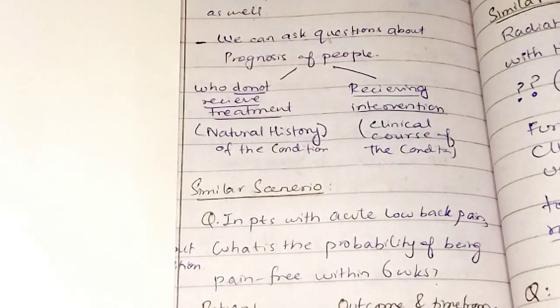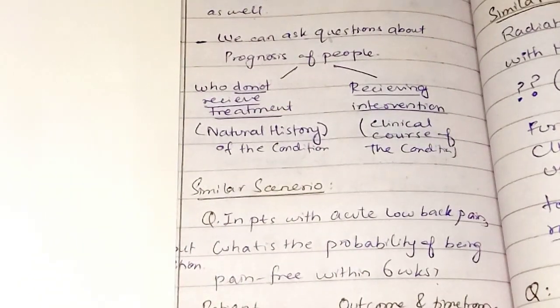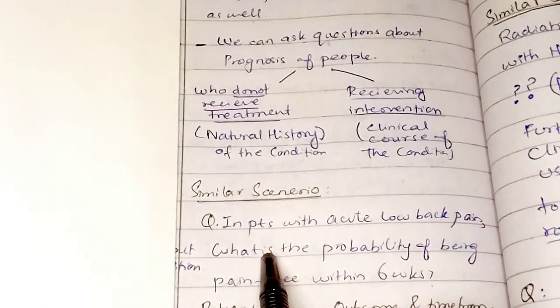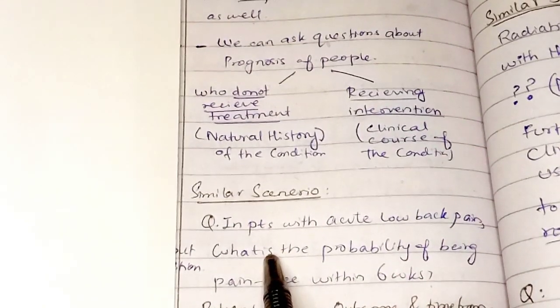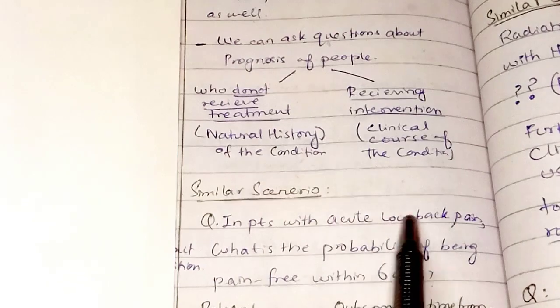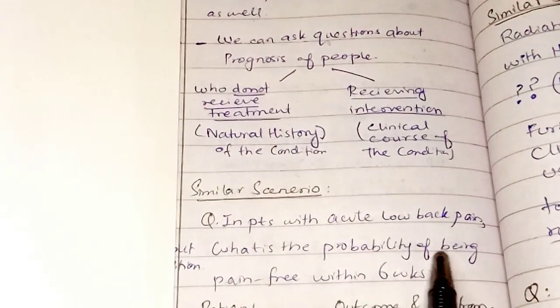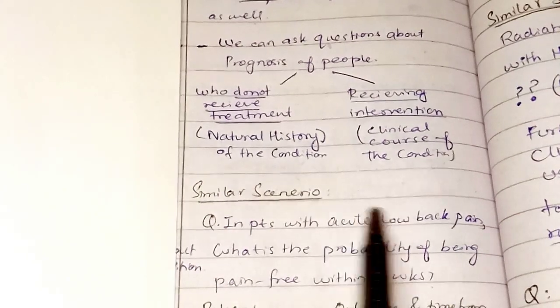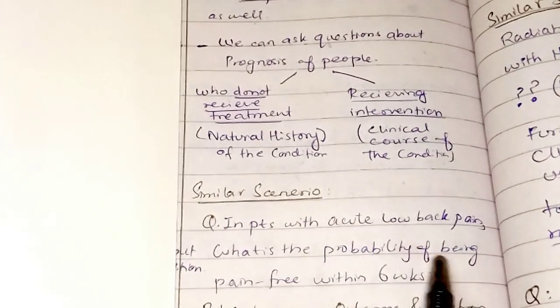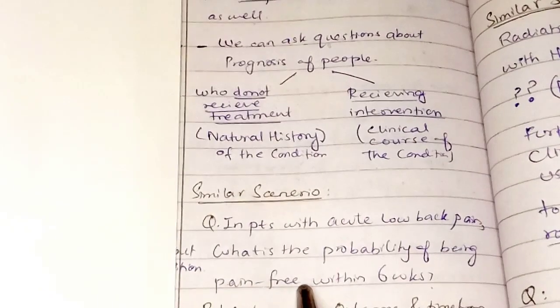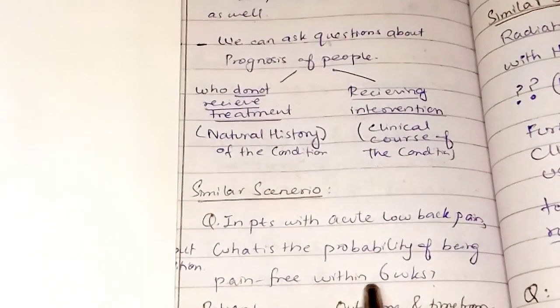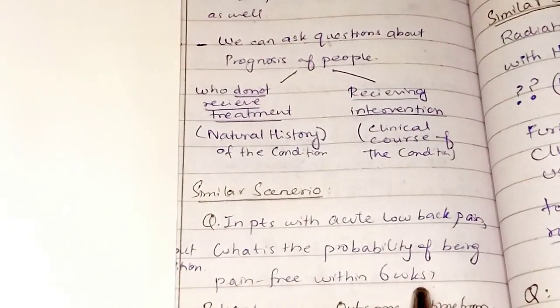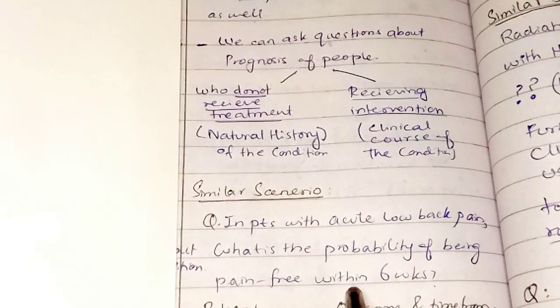Now let us discuss it with the help of the similar scenario. The type of question that can be raised in this part can be: in patients with acute low back pain, what is the probability of being pain free within 6 weeks? Here you are discussing the probability of the outcome, that is, being pain free, and you are also discussing the time frame, within 6 weeks. So this is a question about the prognosis.